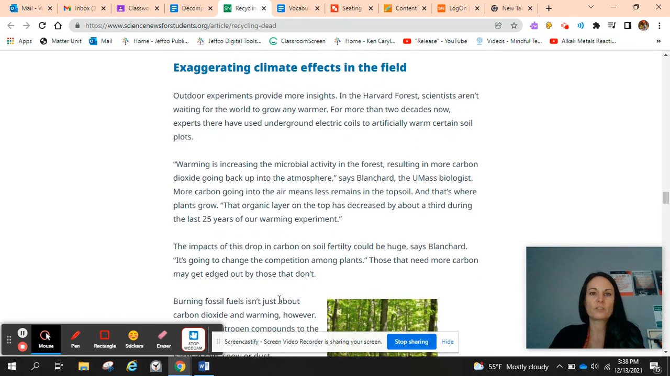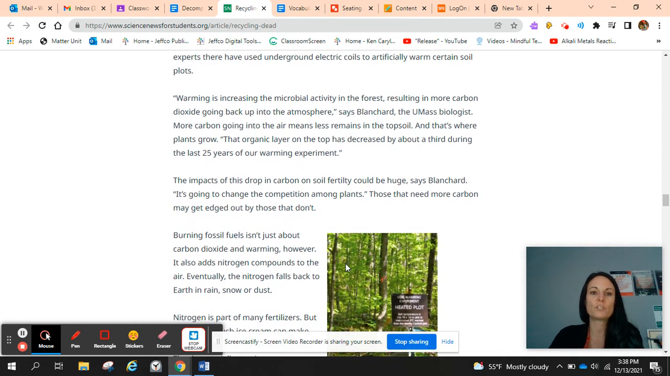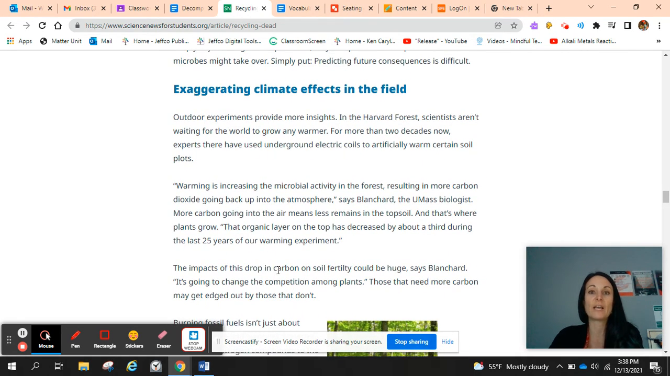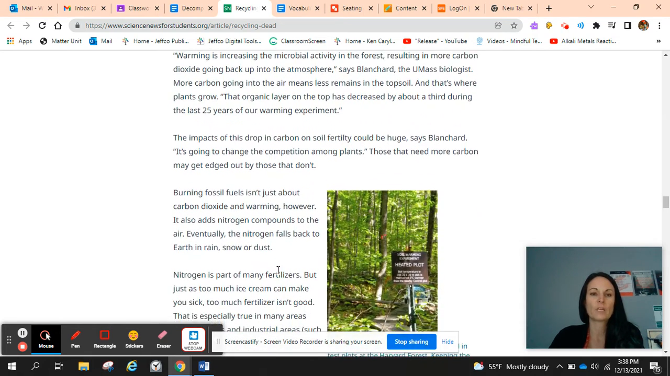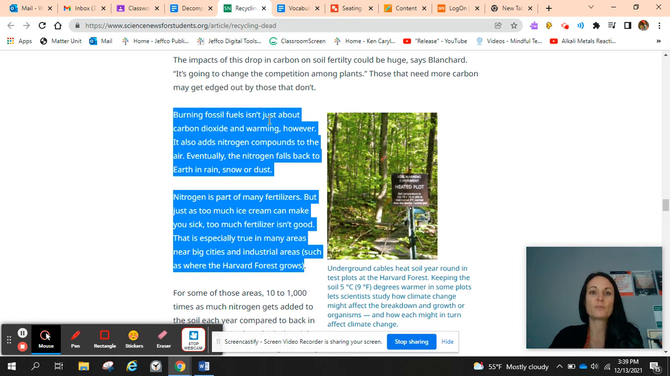So this next section, the heading is exaggerating climate effects in the field, just goes on to tell you a little bit more about the study of how climate is affecting the way that decomposers work. One of the things that is really interesting is that burning fossil fuels, the things we burn for energy, is not just about carbon dioxide and warming. It also adds nitrogen to the air. And nitrogen eventually comes back down to the earth as precipitation, as rain, snow, or dust.